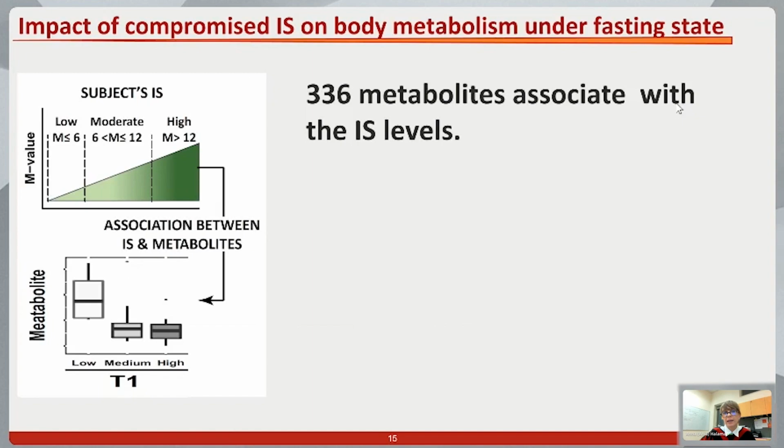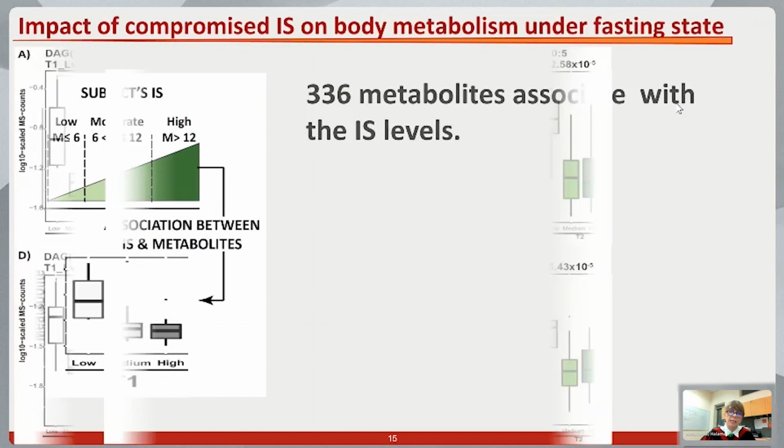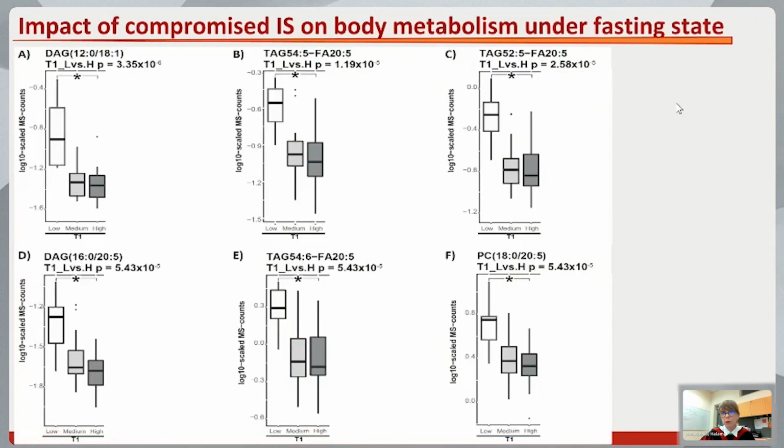What we identified was over 300 metabolites showing association with insulin sensitivity levels. And of course, we were very curious what kind of metabolites we see on the list. What you can see here are a majority of diacylglycerols and triacylglycerols. In fact, the majority of lipids were showing differences. So there was an association between low insulin sensitivity and the specific lipids, diacylglycerols and triacylglycerols.